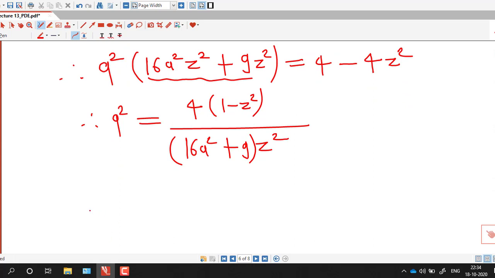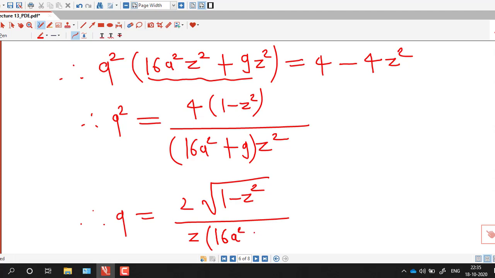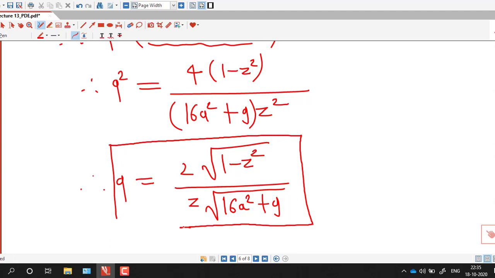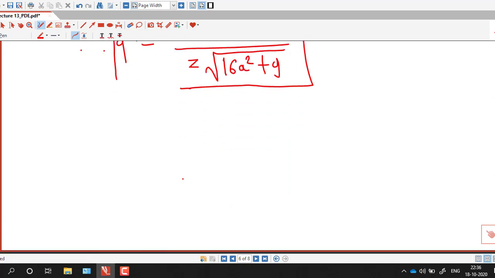Now if we take square root on both sides, we have 2 times under root 1 minus z square divided by z into under root 16 a square plus 9. Here the square root of z square is z, and the square root of 4 is 2. So this is the value of small q. And p equal to q into a, so that we will put directly in that expression.